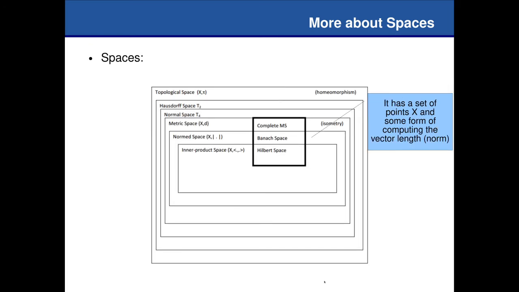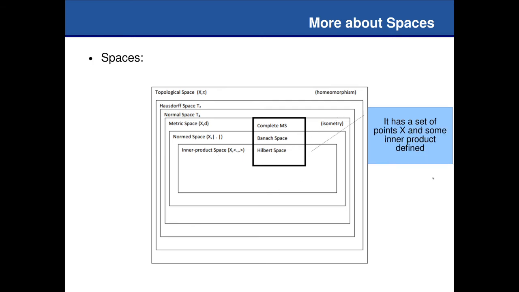And afterwards, we've got the normed space. The normed space has a set of points X and some form of computing the vector length. What is a norm? Like the L2 norm, the Euclidean norm, or some other L norm, it doesn't matter. Any kind of norm you wish to compute. And afterwards, we've got the inner product space. It has an additional constraint. So all those constraints happen here.